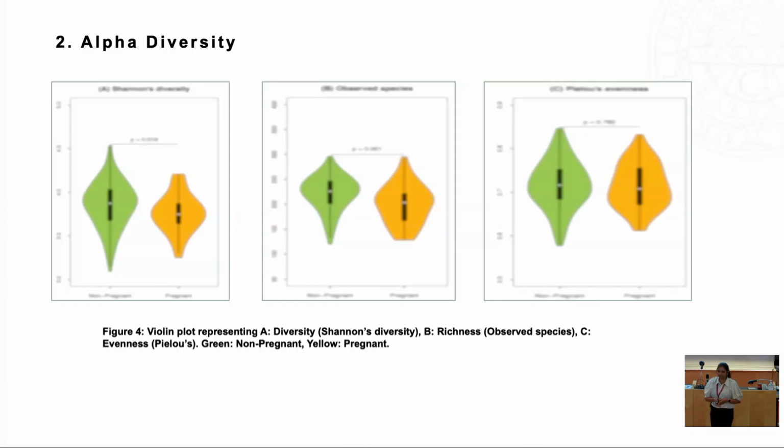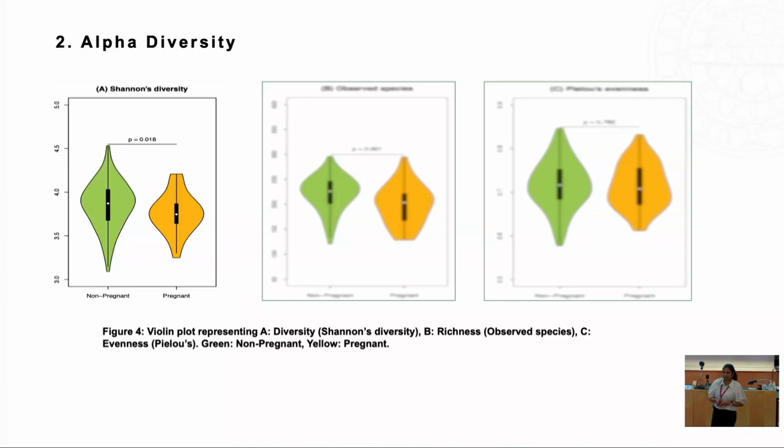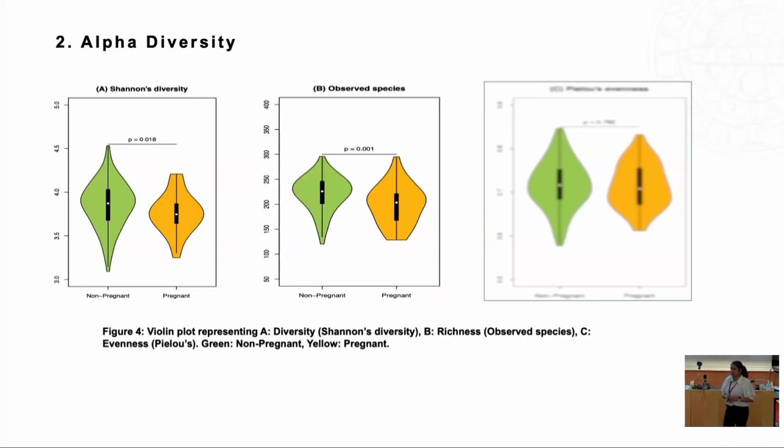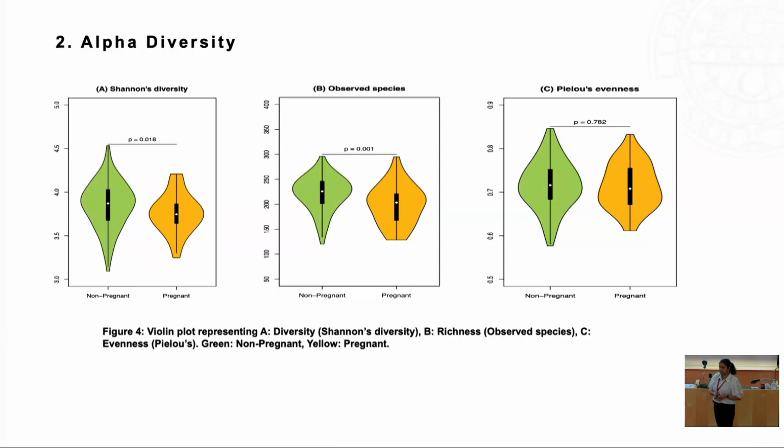And this is the violin plot representing the alpha diversity. We observed a significant difference in terms of Shannon diversity between pregnant and non-pregnant samples. We also observed a significant difference in terms of richness. But in terms of evenness, there was no significant difference.